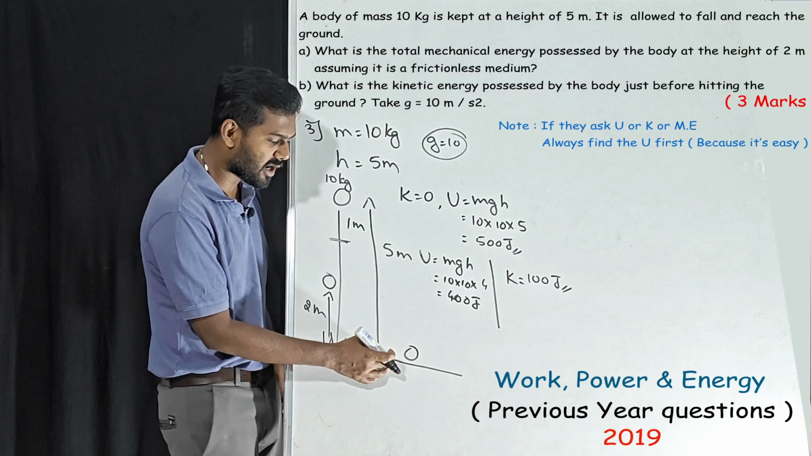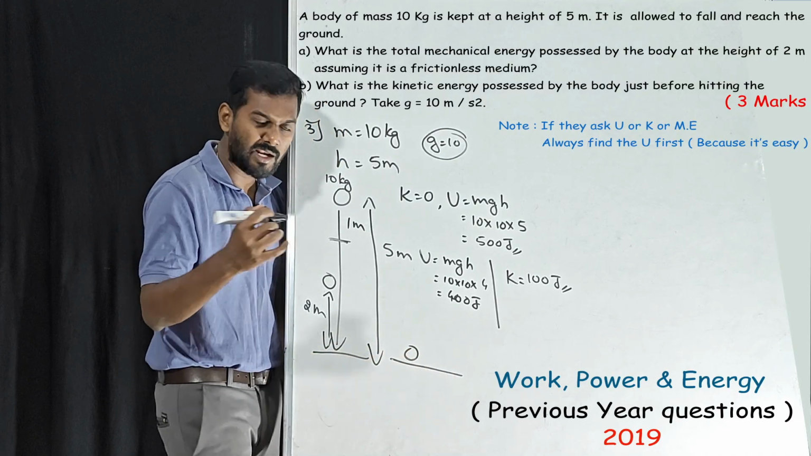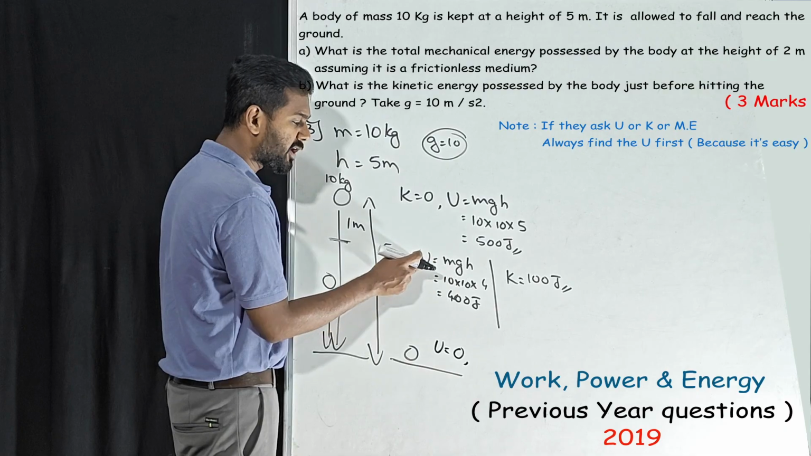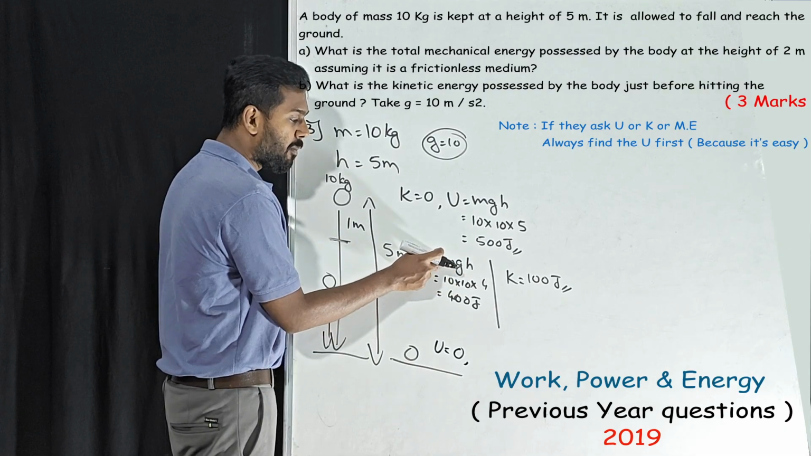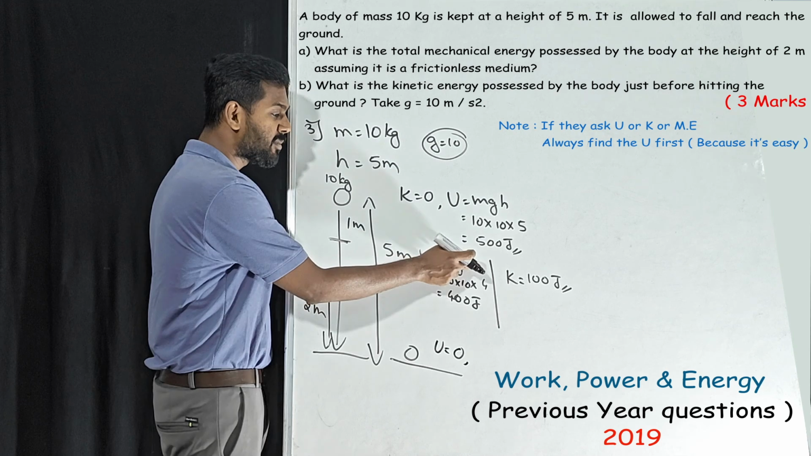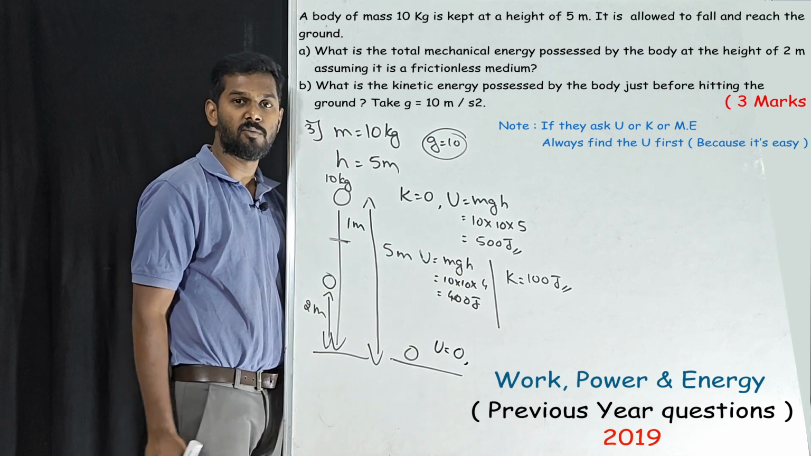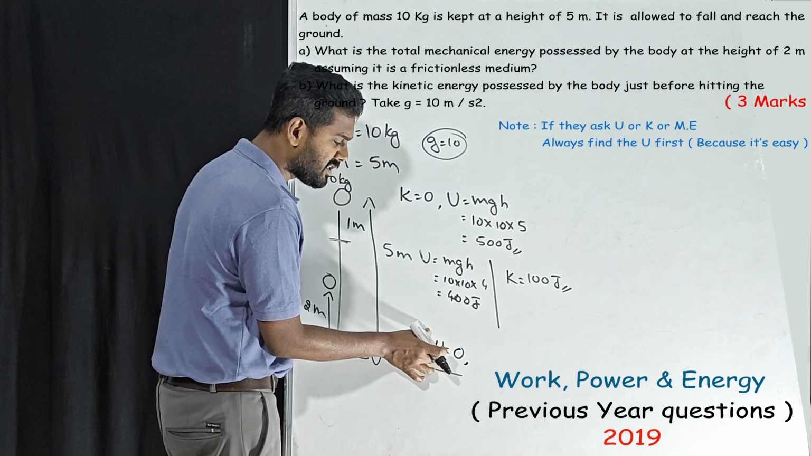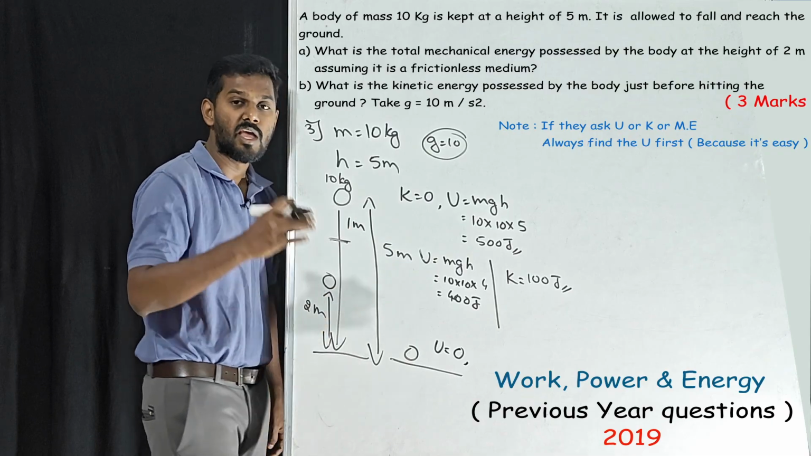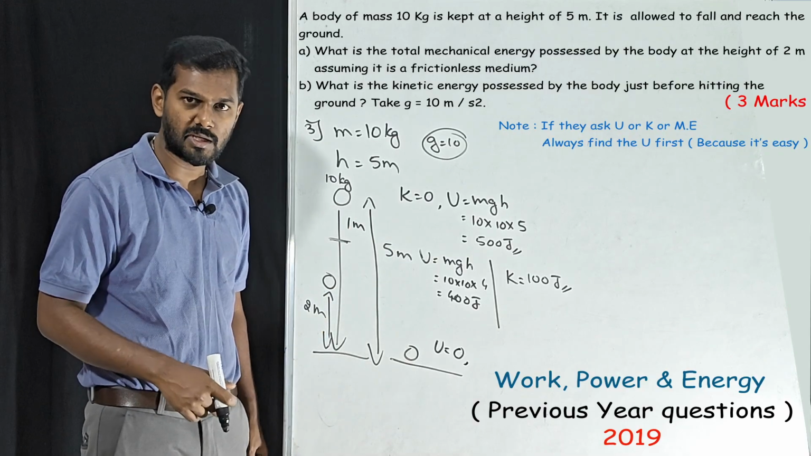So before reaching the ground, height will be 0. If height is 0, potential energy is 0, because potential energy depends upon mgh. Mass will be 10, gravity will be 10. What about height? Height will be 0. Anything multiplied by 0, potential energy will be 0. If potential energy is 0, I told you, how much potential energy is lost during the journey, that much kinetic energy will be gained, correct?